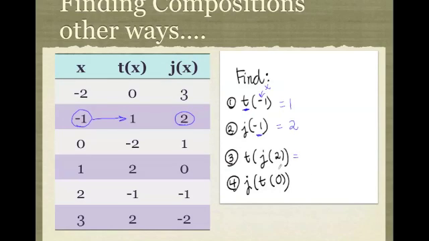Now, when I'm using the composition of functions where I'm finding one and then the other, I do exactly what I've been doing all along. Start on the inside, so j of 2 is negative 1. So now I'm hunting for t of negative 1. t of negative 1 is 1, so there's my final solution. t of 0 is negative 2. So now I need to find j of negative 2, which is 3.